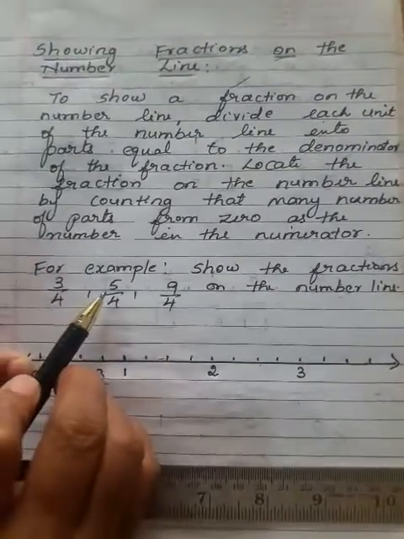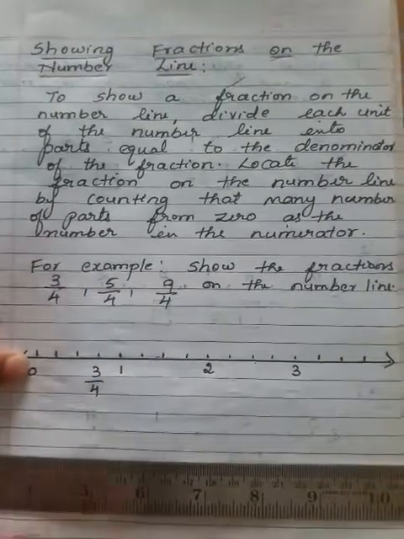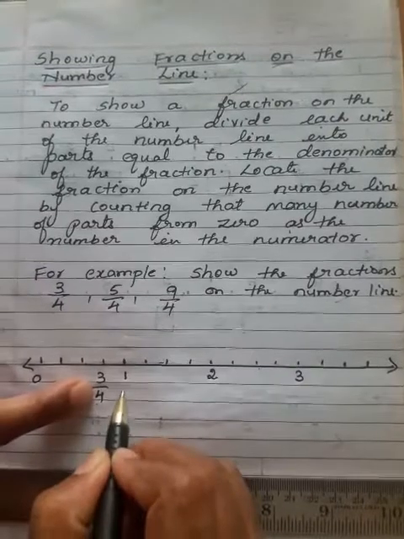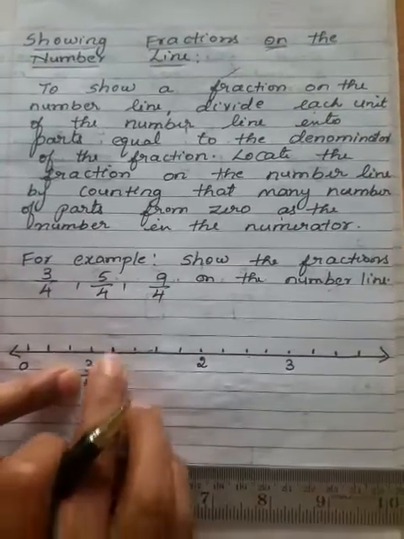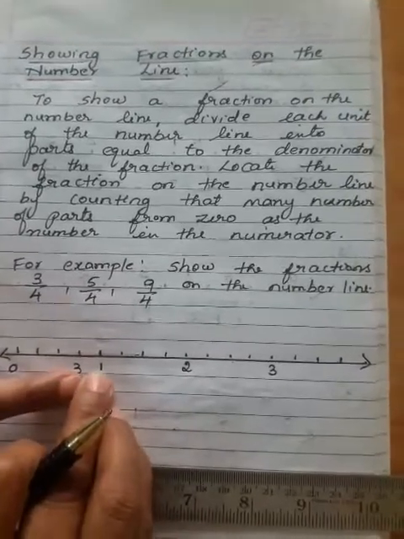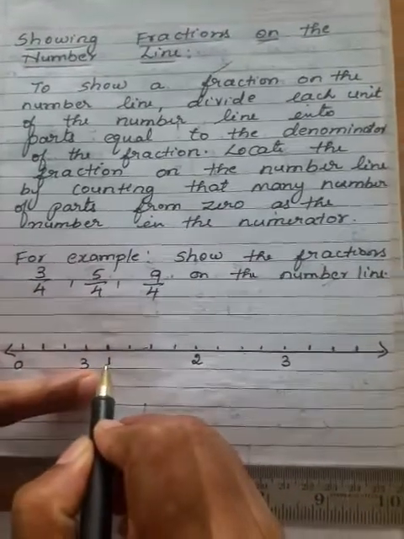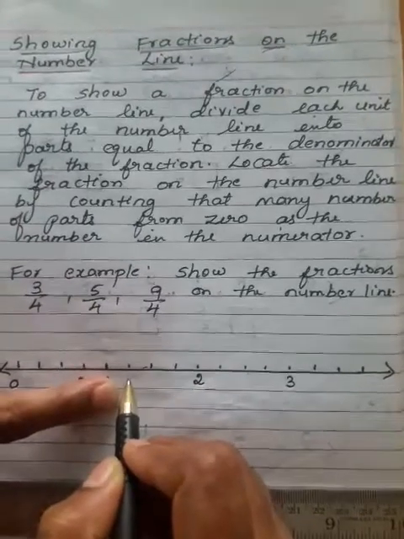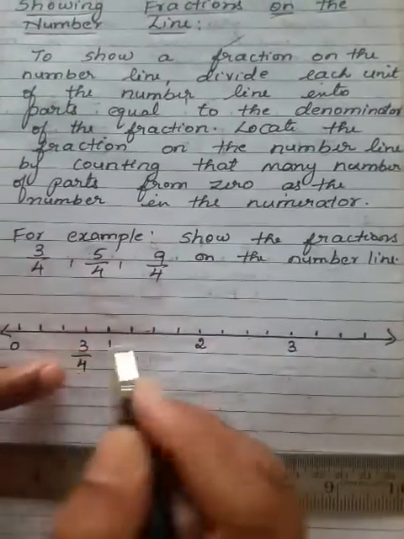Now next fraction is given here, 5 upon 4. So where does 5 upon 4 come? This is 3 upon 4. This is how much? 4 upon 4. So 4 upon 4 means how much? If you divide 4 by 4, you will get 1. Correct? This is 4 upon 4. This is how much? 5 upon 4. Right? This is 5 upon 4.